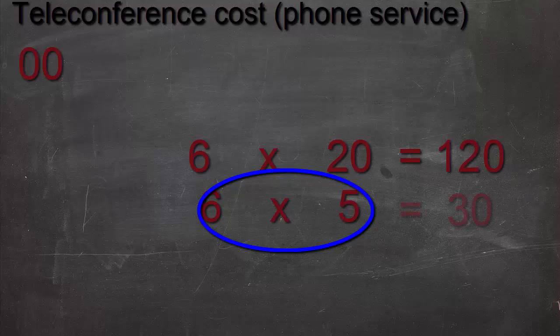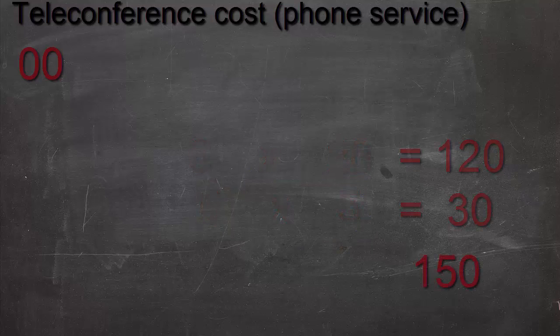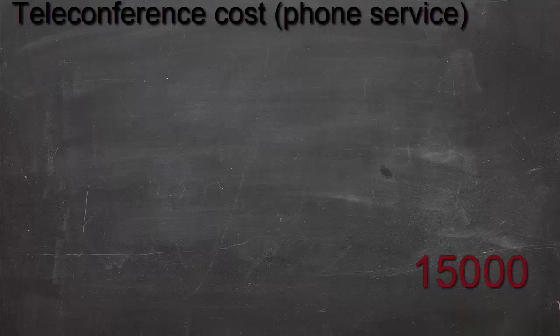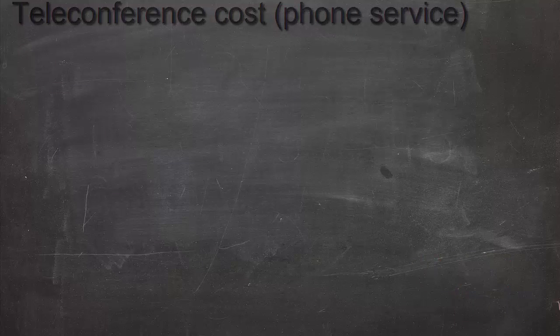6 times 5 is 30. That gives us 150. Put those 2 zeros that we stashed back on there, 15,000. No carrying of ones, no writing of long columns of zeros and mystery zeros, none of that stuff. And it helps kids understand at a deeper level that 120 is 120, or 25 is 20 and 5, and you can treat them separately.